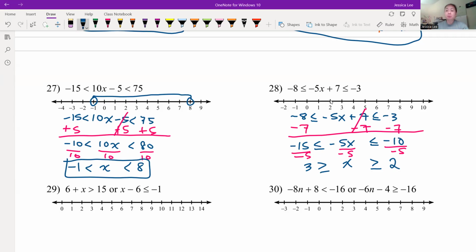So again, we're going to go to 2 and 3. And both of them are closed circle because they both have an equal sign underneath it. We'd be like, boom.